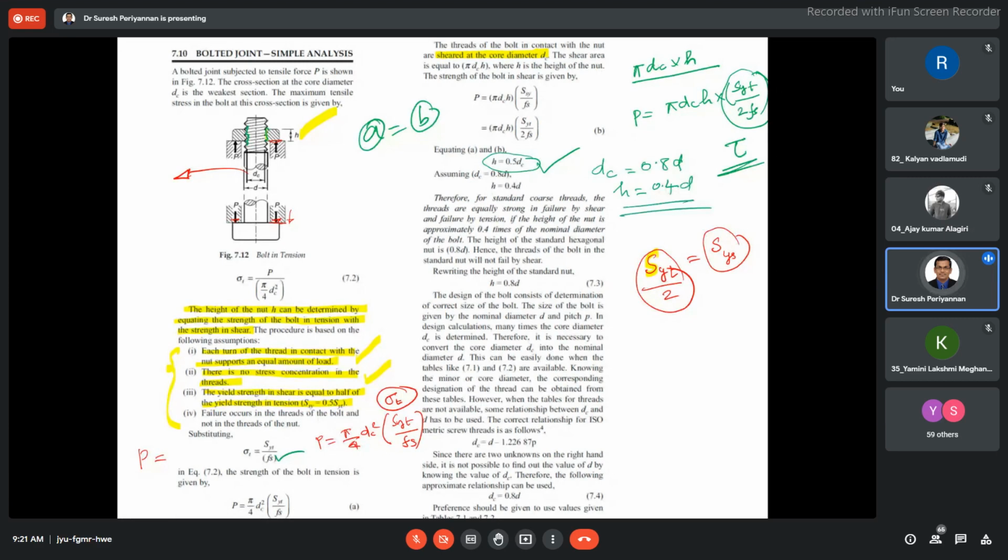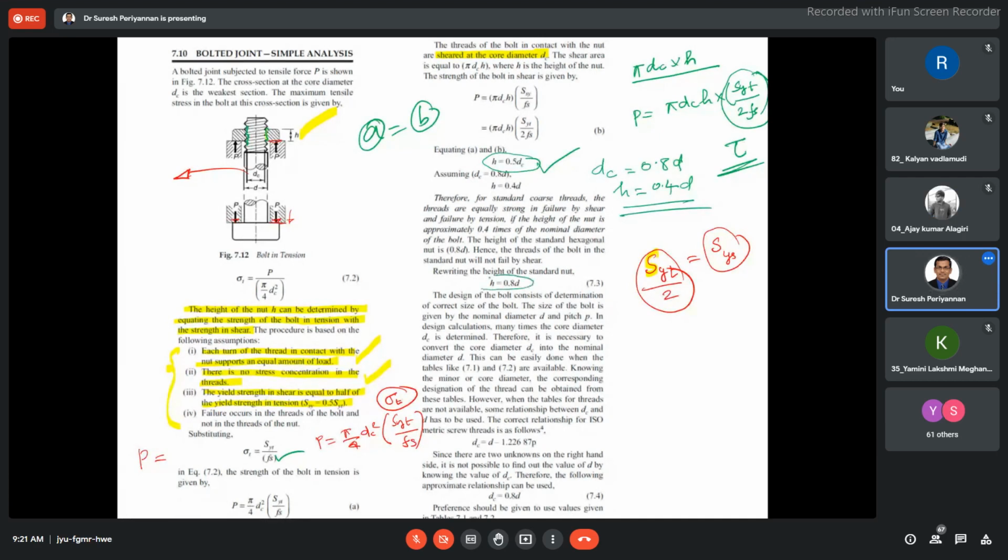This may be from the design data book. Suppose we are preparing our own internal threads and external threads based on special applications. Then those kinds of dimensions may not be available in the tables we discussed earlier, the fine series and coarse series. Then we have to follow this.